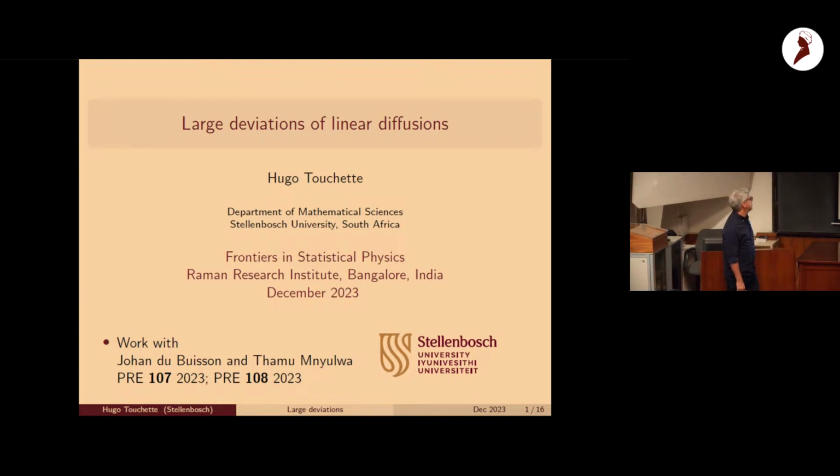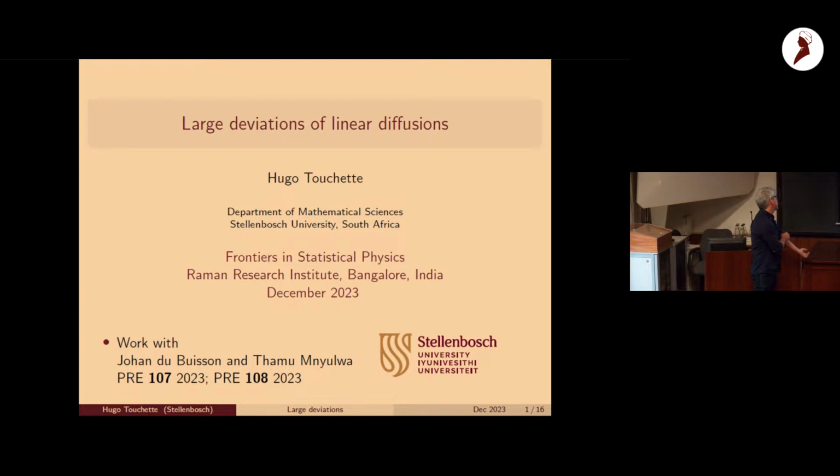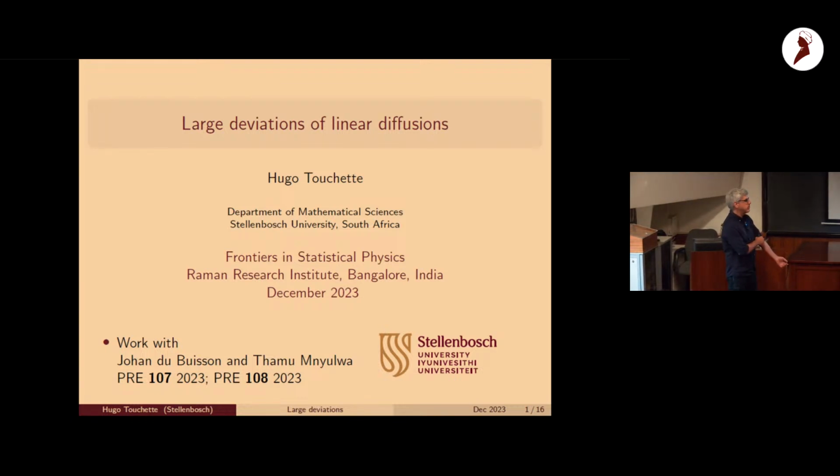I'll be presenting some work done with two students, a PhD, Johan Dubuisson, who's now working in Vancouver, and Tamun Emulva, who was a master's student. This is recent work that we just published this year on large deviations of linear diffusions.